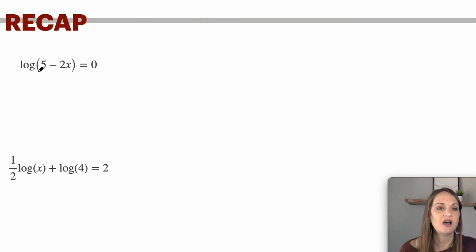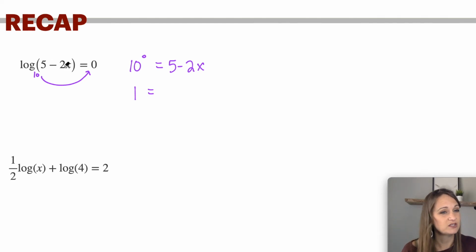Okay, so this is a log, which means we need to rewrite as an exponential function. So it has a base of 10. So 10 raised to the 0 is going to equal 5 minus 2x. 10 to the 0 is 1. Be careful. You don't just set 5 minus 2x equal to 0. You actually set it equal to 1.